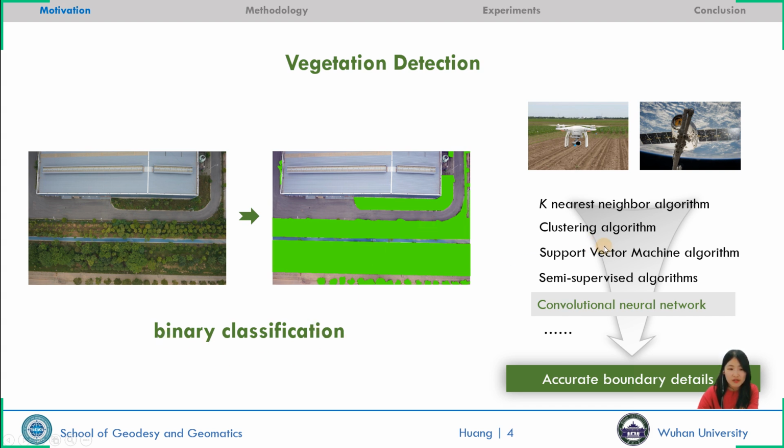Many related algorithms have been applied to detect vegetation on remote sensing imagery, but these still have limitations in training speed and detection precision. In the past few years, many CNN architectures have been taken over for detection tasks, and one remaining problem is the loss of details at the boundary.